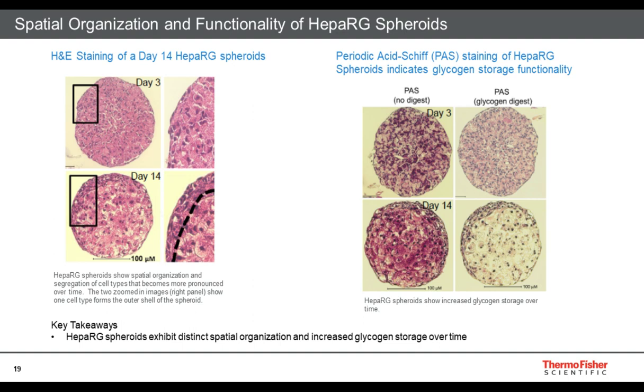Over to the right, we have a periodic acid Schiff staining. So the top 2 photos are of a day 3 HepaRG spheroid, and the bottom 2 photos are of a day 14 HepaRG spheroid. The left side is not digested, and the right side has the glycogen digest. So the main takeaway from this would be that the cells seem to store more glycogen over time. So the functionality seems to increase for some applications over time, the longer you let these HepaRG spheroids grow.